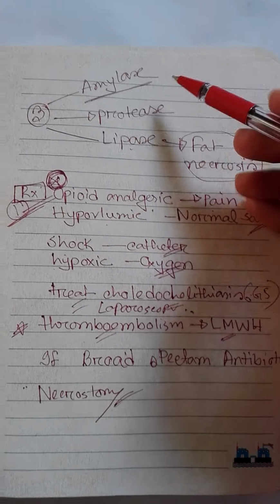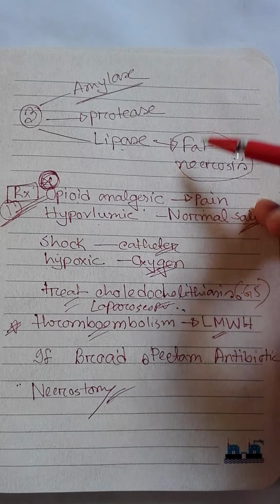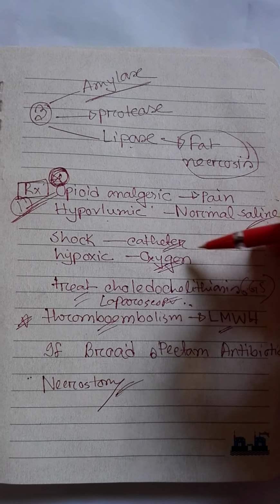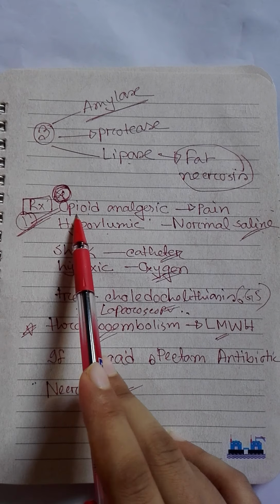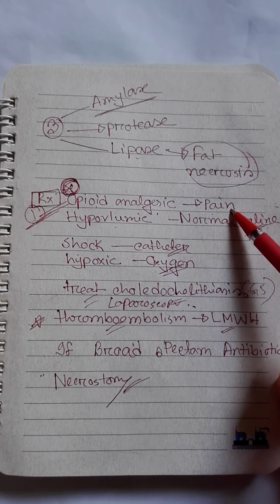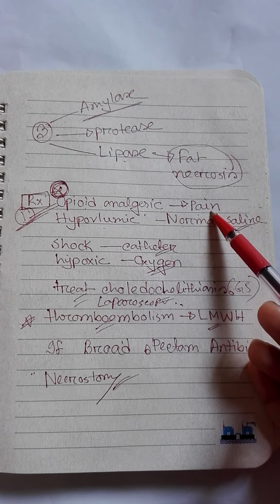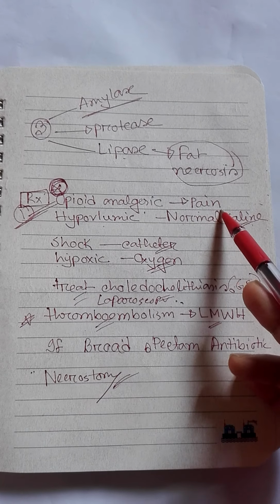Now, as we know, the pancreas secretes three enzymes: amylase, protease, lipase. Lipase causes fat necrosis. Now we discuss the treatment. Treatment is opioid analgesic to treat pain. In acute pancreatitis the patient complains of severe pain in the upper abdomen, so opioid analgesic is a must.